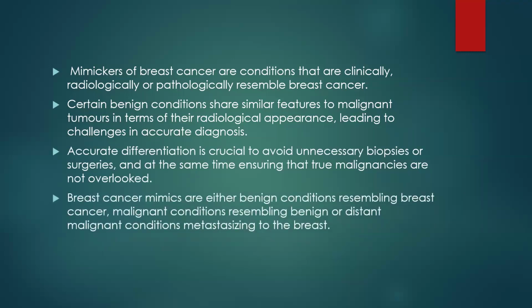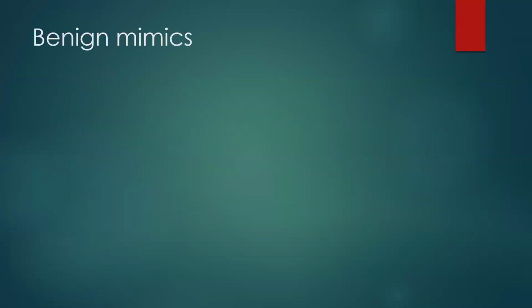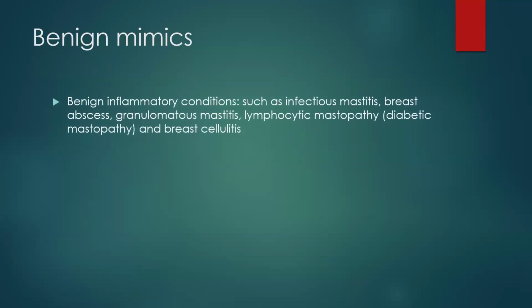Breast cancer mimics are either benign conditions resembling breast cancer, or malignant conditions resembling benign tumors, or distant malignant conditions metastasizing to the breast and mistakenly diagnosed as of breast origin. The benign mimics include benign inflammatory conditions such as infectious mastitis, breast abscesses, granulomatous mastitis, lymphocytic mastopathy, which is also called diabetic mastopathy, and breast cellulitis.